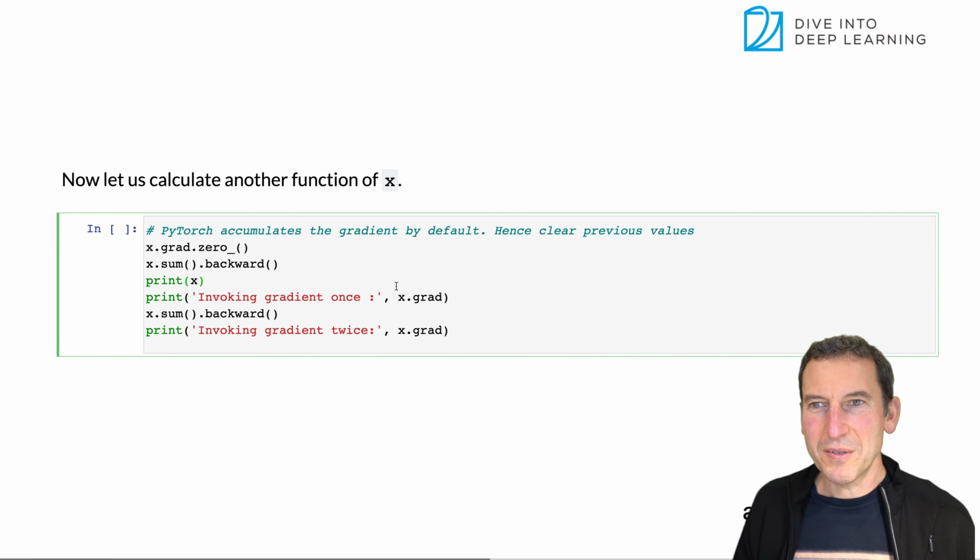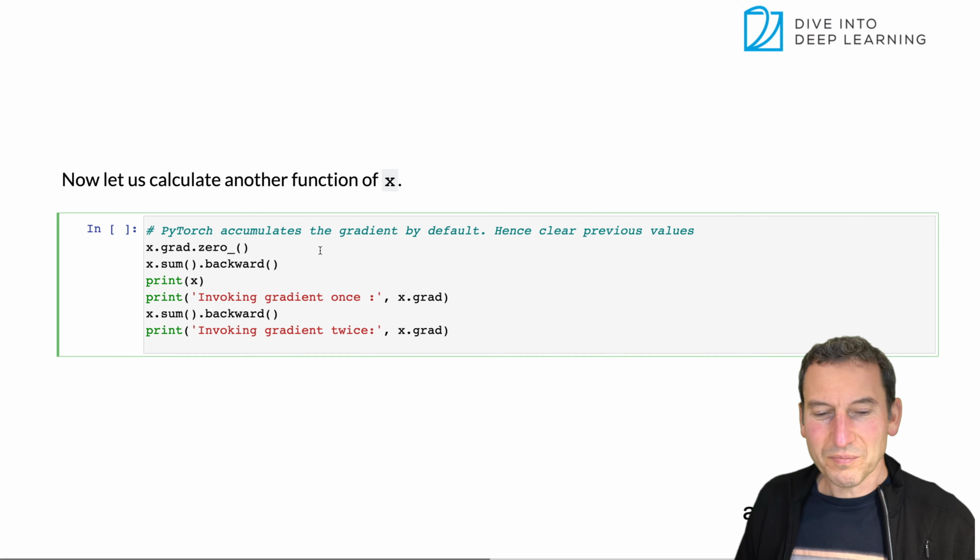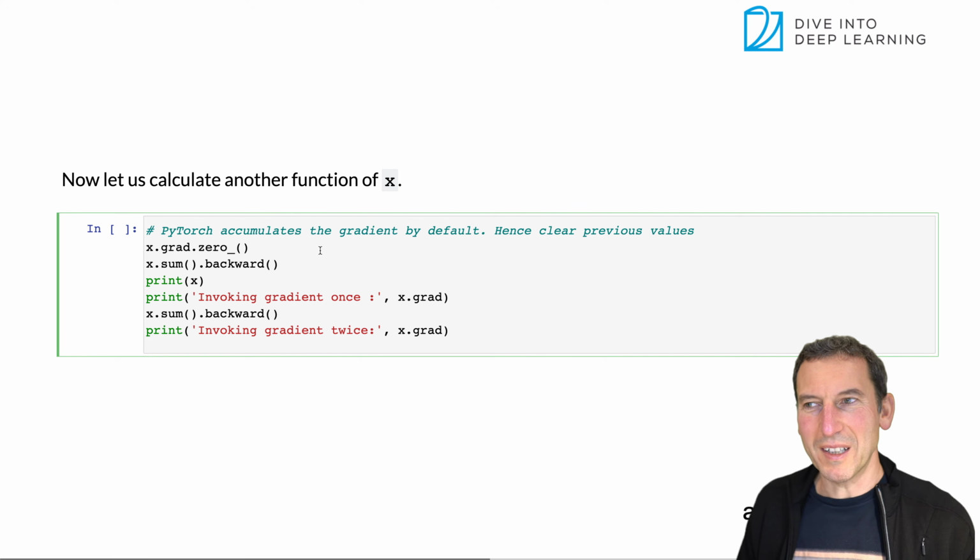But there's something interesting happening. PyTorch actually keeps on accumulating gradients that it finds with regard to x. That's useful if, for instance, you want to take an update step in your weight vectors only after you've invoked multiple loss functions. And so this is a big convenience factor. Now, in order to reset this, you actually need to reset the gradient again.